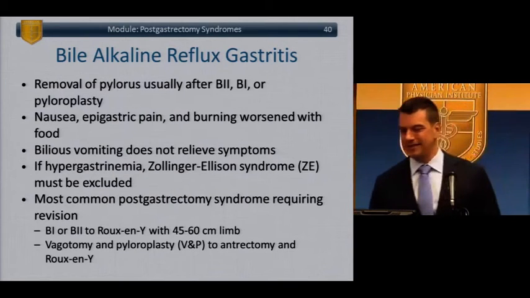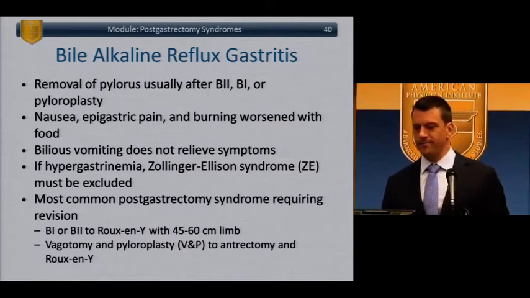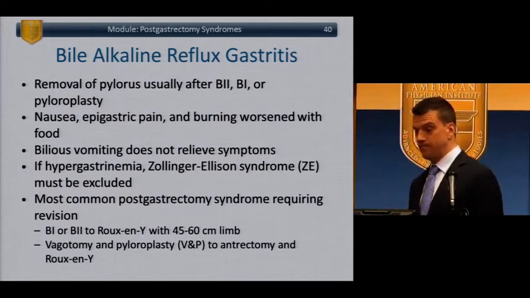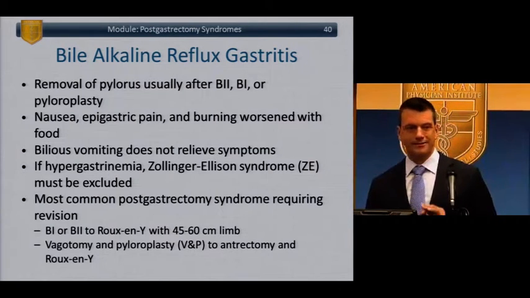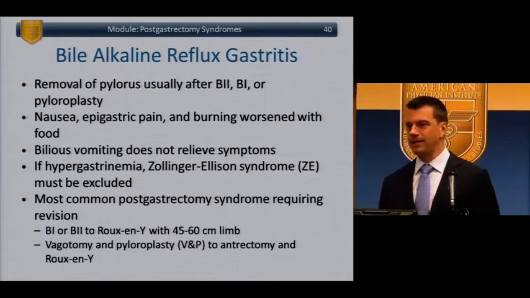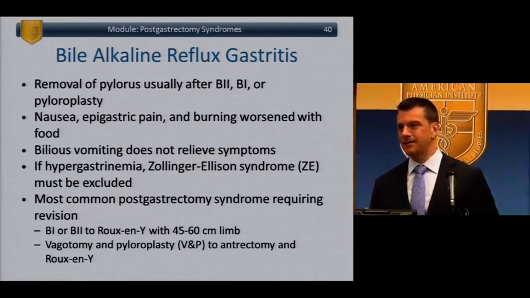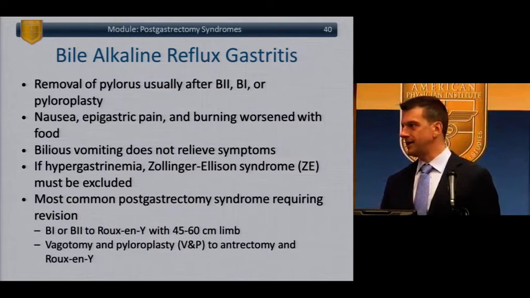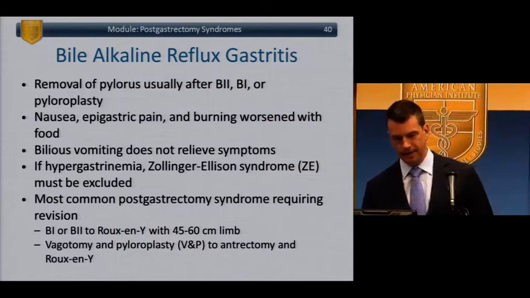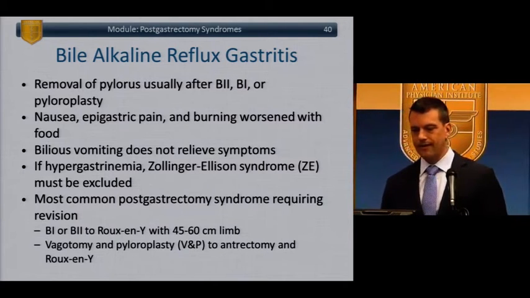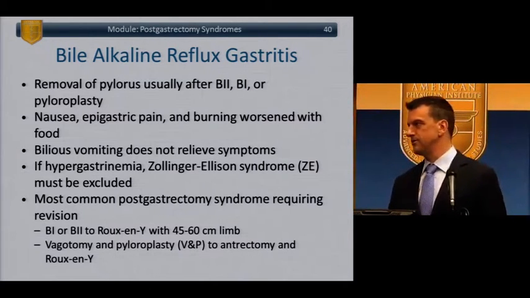Bile alkaline reflux gastritis, again, this is after removal of the pylorus, so basically the bile is getting back into the stomach. This causes nausea, epigastric pain, and burning. Bilious vomiting does not relieve the pain here, and that's probably the key differentiation, and that's because there's just this constant efflux of duodenal contents and bile into the stomach. If it is hypergastrinemia, you must exclude Zollinger-Ellison syndrome.